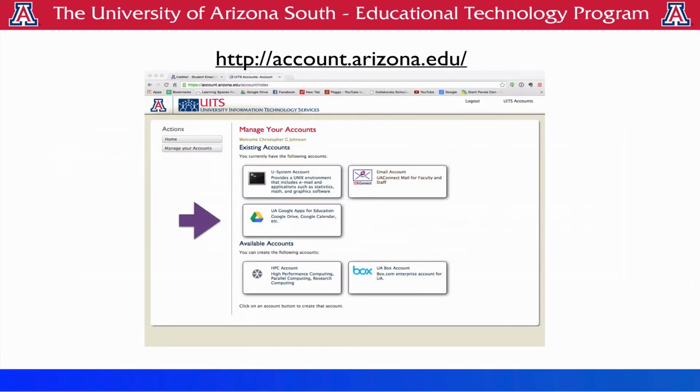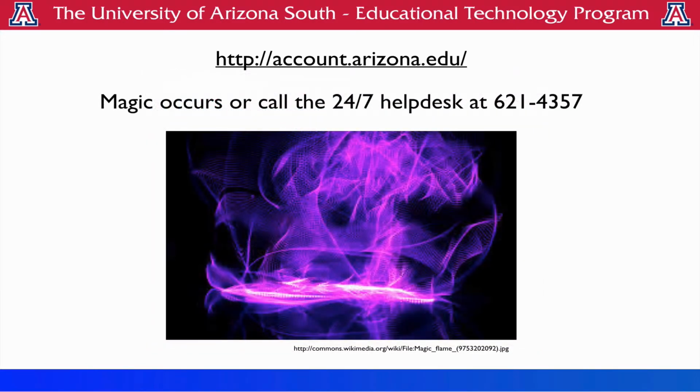Now I've already linked my Google. You'll see it says UA Google Apps for Education, Google Drive, Calendar, etc. under my existing accounts. I did this a long time ago, so I'm not quite sure how this is going to look for you, but my guess is you're going to find that little option down in the available accounts. You'll click on that account button, and then magic will occur, and your accounts will get coupled.